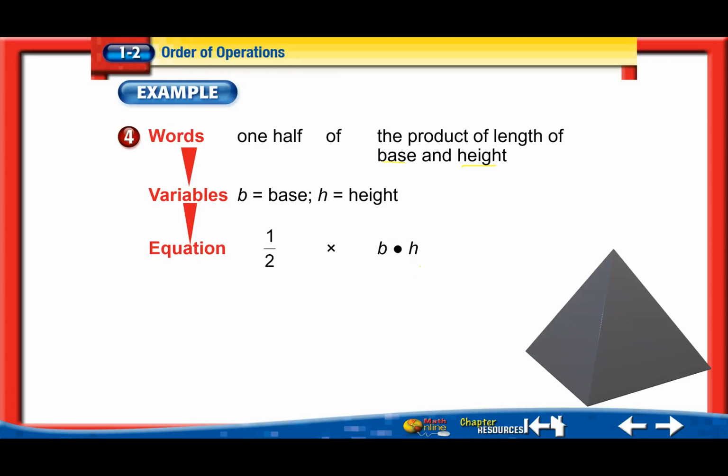So this is a formula we're going to have later on for the area of a triangle. We say 1/2 base times height. So that's our equation. Another way I've seen this written is base times height over 2. Terrible twos.